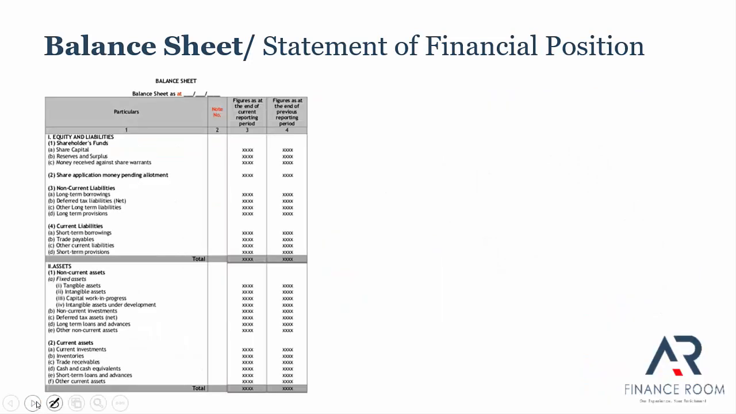That is how a balance sheet looks like, guys. You have the shareholders funds. Yes, this is according to the guidelines. Okay, so you have share capital, you have reserves and surplus, you have money received against share warrants. Okay, so this is your shareholder funds. Then you have non-current liabilities.